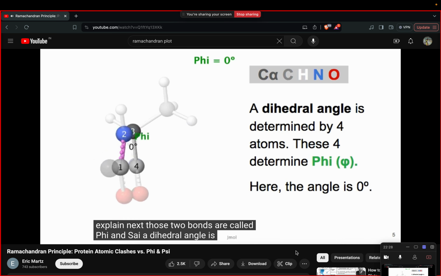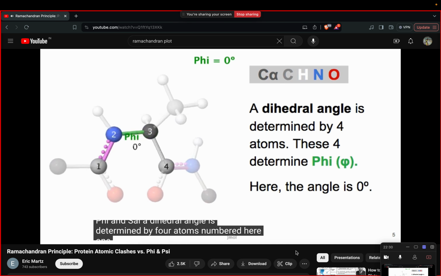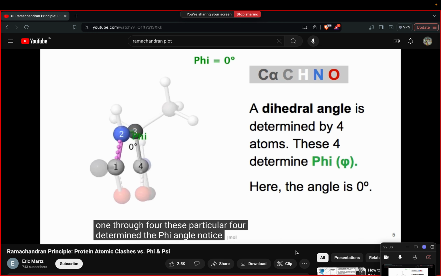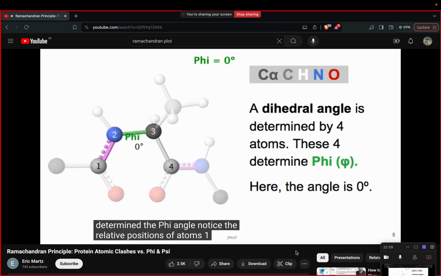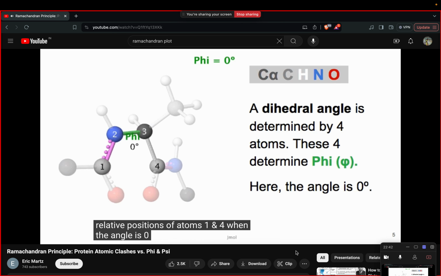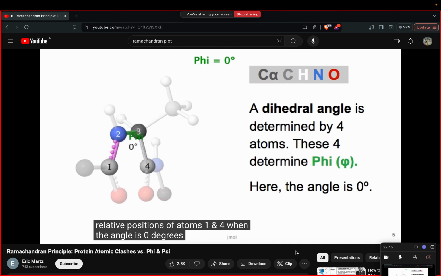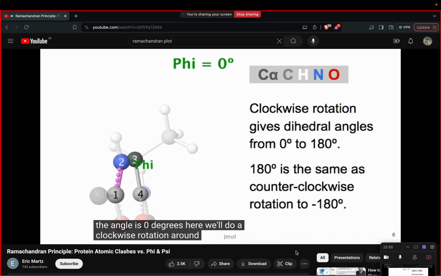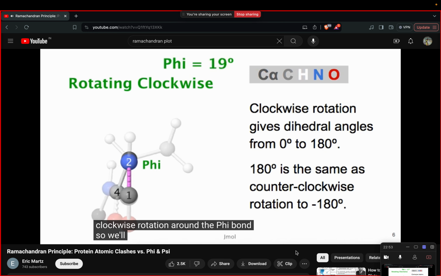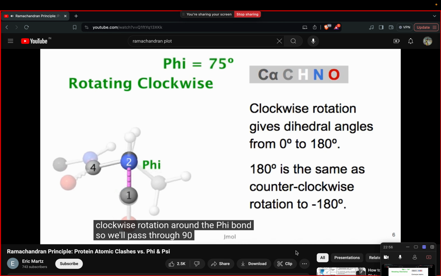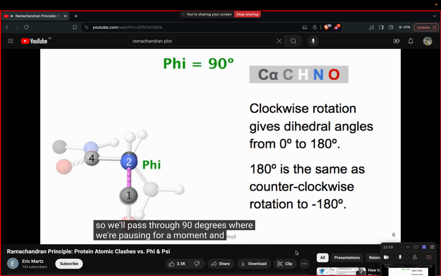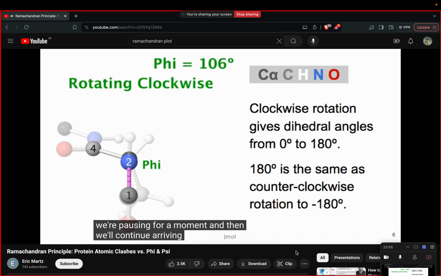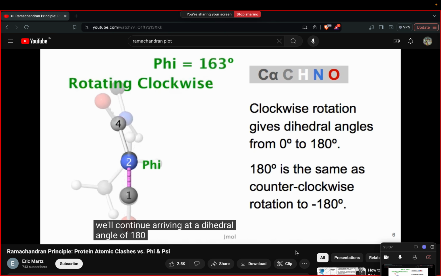A dihedral angle is determined by four atoms, numbered here 1 through 4. These particular four determine the phi angle. Notice the relative positions of atoms 1 and 4 when the angle is 0 degrees. Here we'll do a clockwise rotation around the phi bond. So we'll pass through 90 degrees where we're pausing for a moment. And then we'll continue arriving at a dihedral angle of 180 degrees.